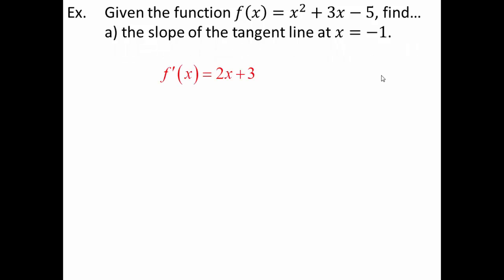So to find the slope, I'll start with my derivative. I looked back in my notes to find when I originally found the derivative of x squared plus 3x minus 5, I found that the derivative was 2x plus 3. Plugging in -1, I get a slope of 1.